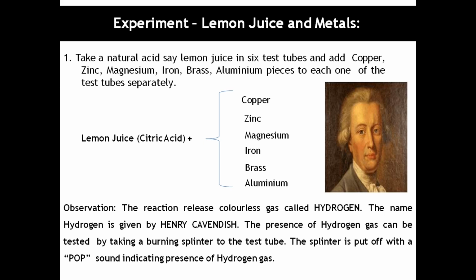The name hydrogen is given by Henry Cavendish. The presence of hydrogen gas can be tested by taking a burning splinter to the test tube. The splinter is put off with a pop sound indicating the presence of hydrogen gas.